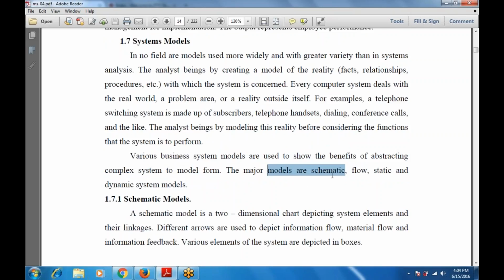The major models are semantic, flow, static, and dynamic system models. These are the types of system models that are used. These are the four types of system models that we are going to study: semantic, flow, static, and dynamic.